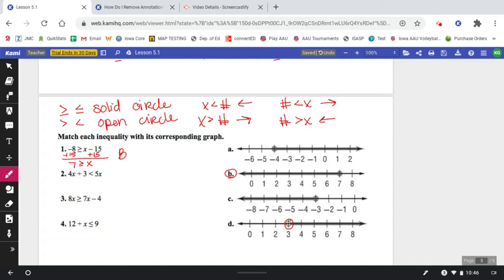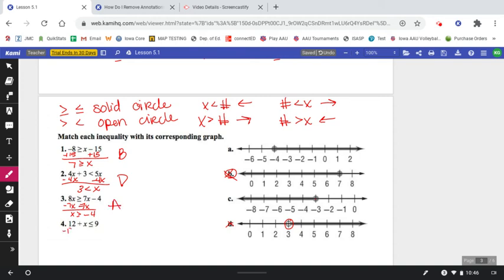Number 2, I'm going to have to combine like terms because there's no distribute. Going to subtract 4x from both sides, which gives me 3 is less than x. I know I'm looking for one that has an open circle because it's just a less than. It's not a less than or equal to, and that only option is D. On number 3, I'm going to have to subtract 7x from both sides, which leaves me with x is greater than or equal to -4. So I'm looking for the solid one on -4, which is A, and x is greater than -4, which points to the right.